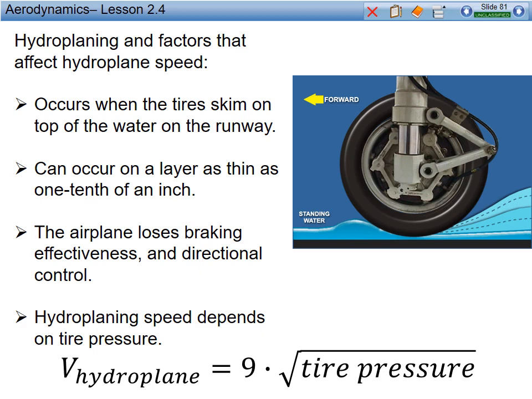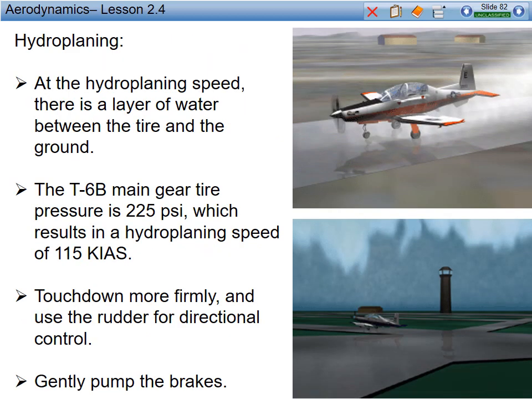Hydroplane speed depends solely on tire pressure, as is seen in the equation below. At the hydroplaning speed, there is a layer of water between the tire and the ground. T6 Bravo's main gear tire pressure is 225 psi, which results in a hydroplaning speed of 115 knots indicated airspeed.